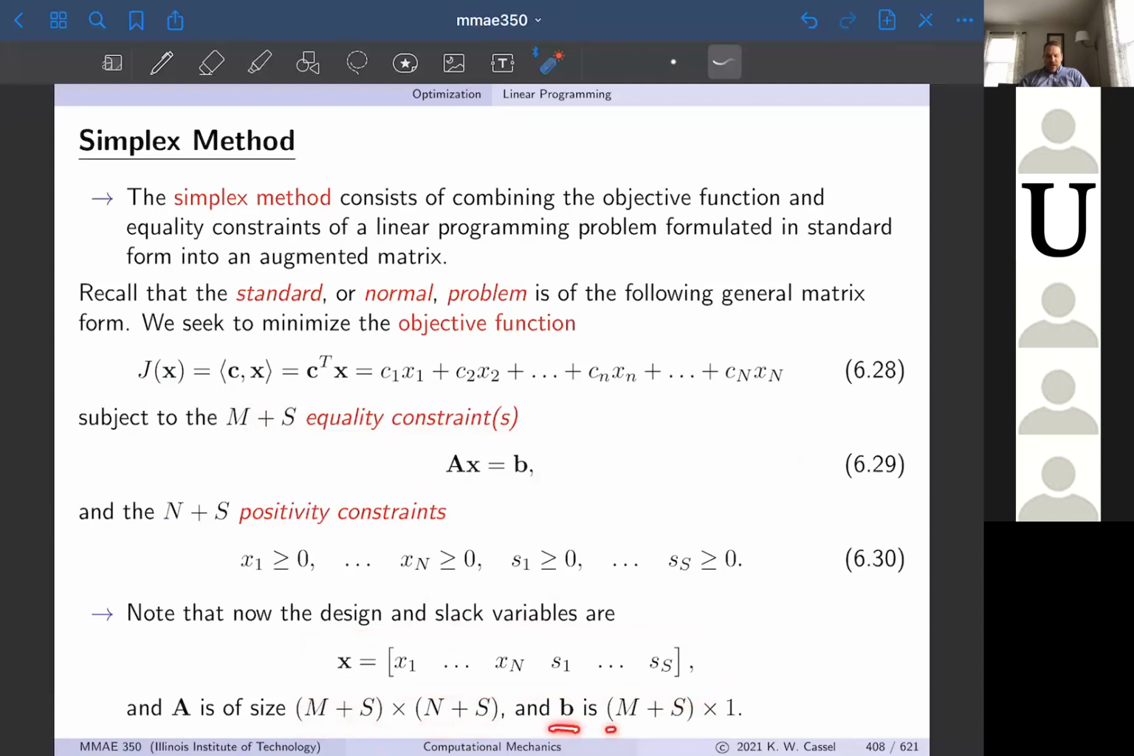B is M plus S by 1. So the right-hand side vector, we had originally M equality constraints, we've added an additional S equality constraints from the inequality constraints. And so now B is N plus S. I told you it's going to be confusing.